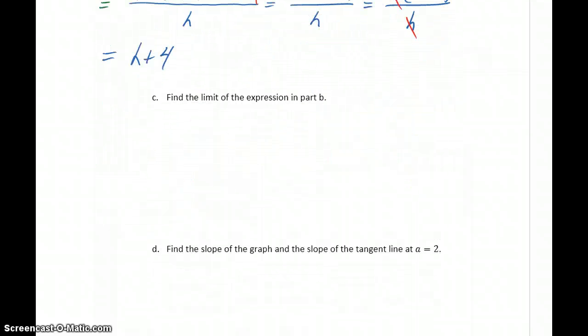In part C, we're being asked now to find the limit of the expression in part B. So we want to take the limit as h approaches 0 of h plus 4. We have a polynomial function, so we can apply direct substitution, which is going to give us a limit of 4.